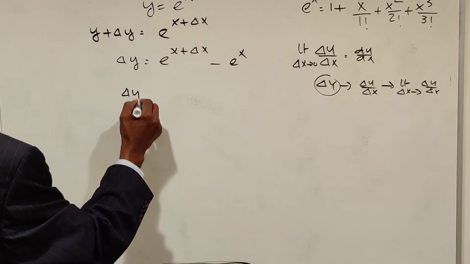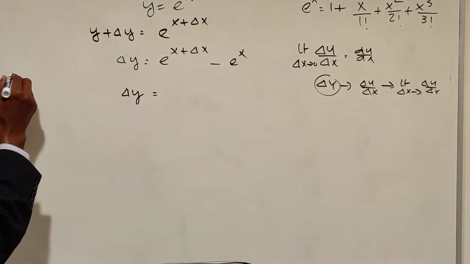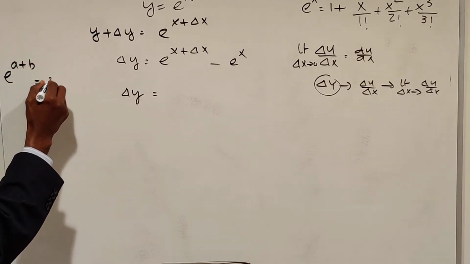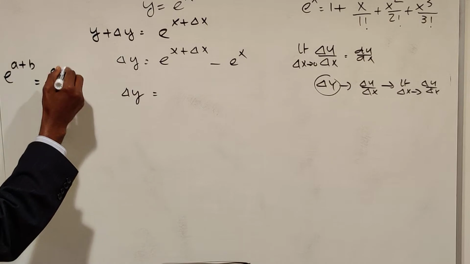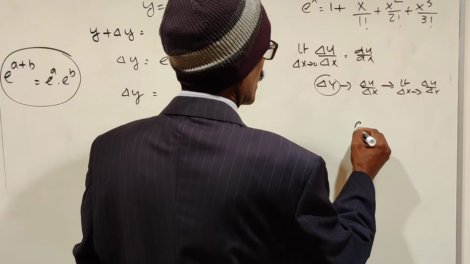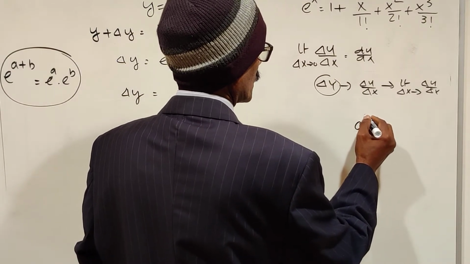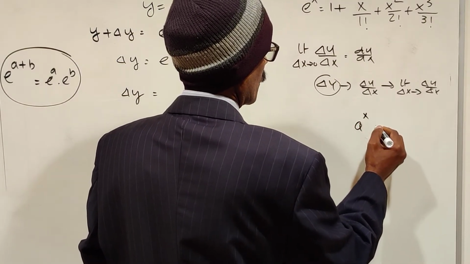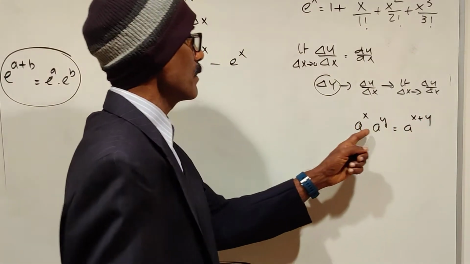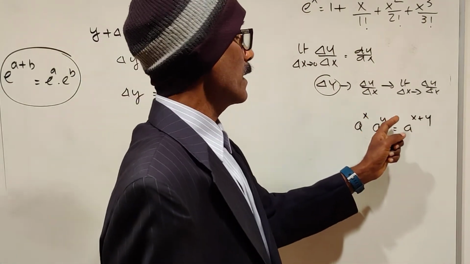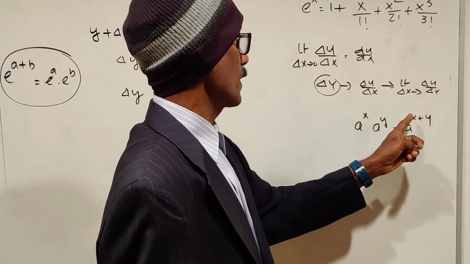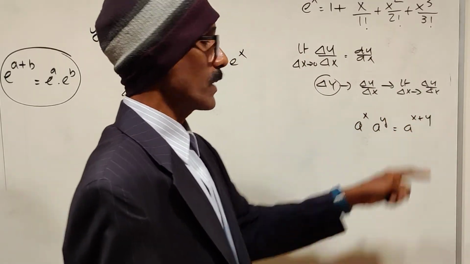Okay, delta y equals, what is e raised to a plus b? E raised to a into e raised to b. Law of exponents, that is a raised to x into a raised to y equals a raised to x plus y. If the base numbers are the same, then add the exponents, x plus y. So you can add the exponents, x plus y.